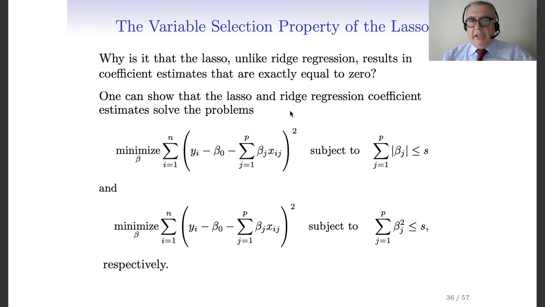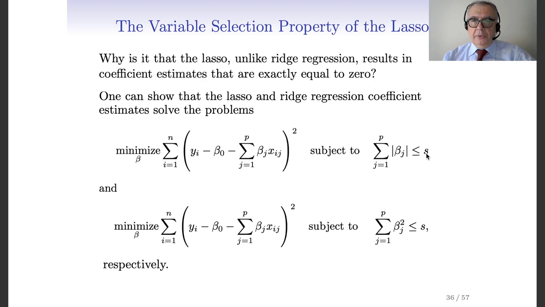Here you can see that we are back to the usual problem of minimizing RSS, the residual sum of squares, but the difference is that there is a constraint, and this S is called a budget. So I still want to minimize the residuals, measured by the sum of squared residuals, but I can only spend a limited budget. I define the budget in a different way for the Lasso: here the budget is the sum of the absolute values of the coefficients. For ridge regression, instead, the budget is the sum of the squared values of the coefficients. So the idea is, can you make RSS as small as possible without exceeding your budget?